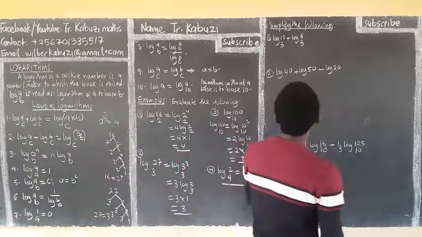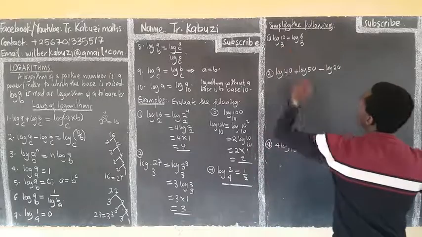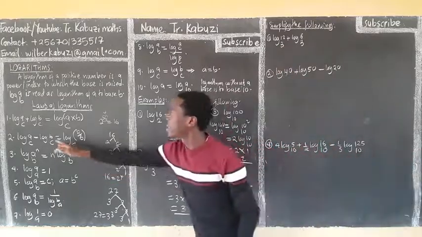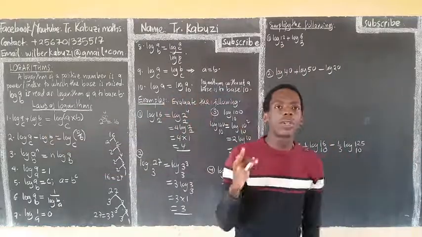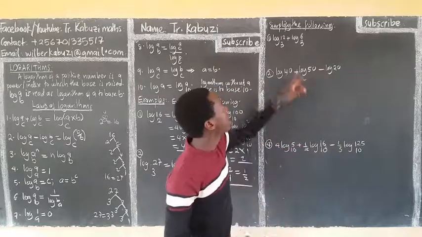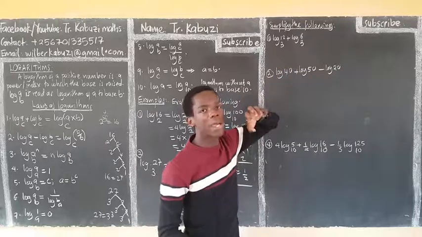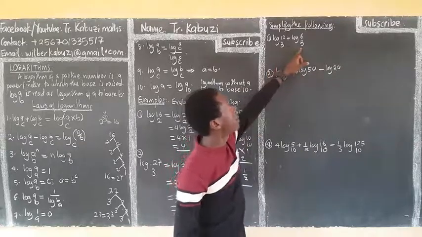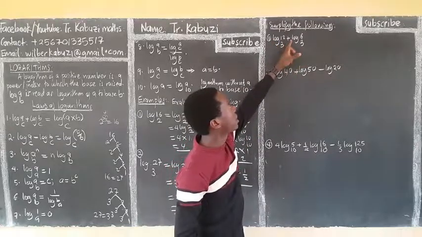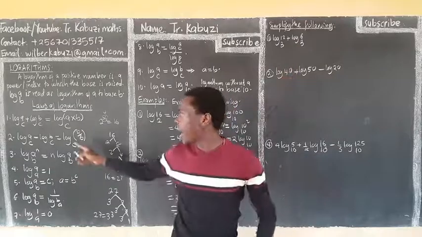Okay. Now when you come to this, we are going to apply these properties. A plus B. The only condition you should make sure is holding: the base should be the same and the coefficient should be 1 before we multiply or divide. So the base is the same, coefficient 1, coefficient 1. Now we can multiply this.